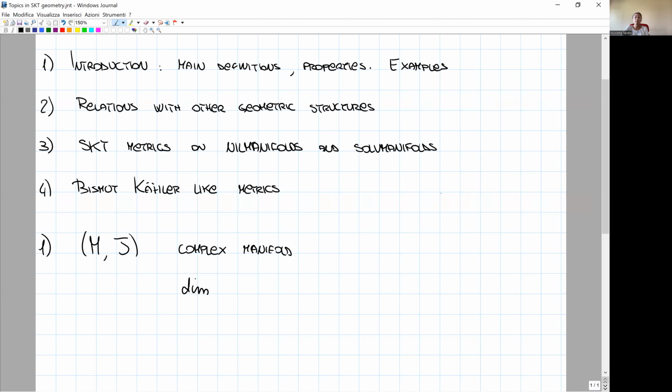And J is a complex structure, which means that J is a (1,1) tensor, or if you want, an endomorphism of the tangent bundle of M, such that J squares to minus the identity. Actually, when you have an endomorphism of the tangent bundle whose square is minus the identity, so essentially it's behaving like the imaginary unit, we call this tensor an almost complex structure.